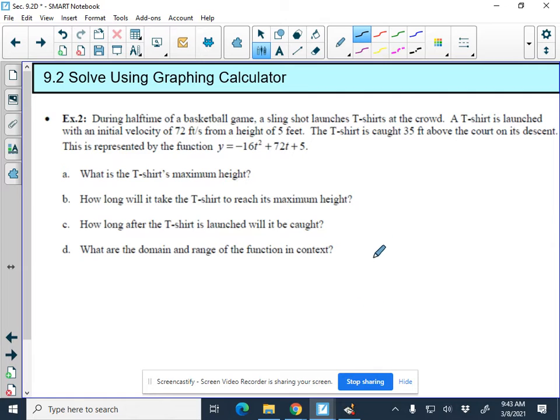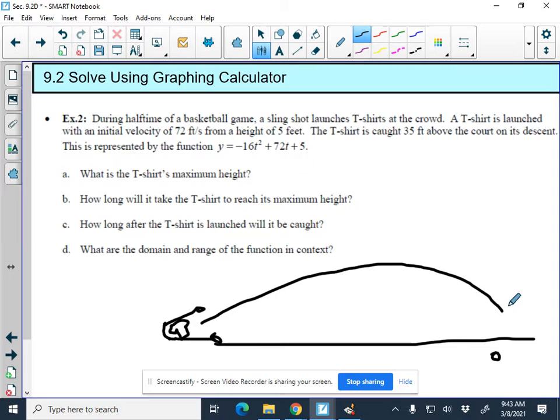During halftime of a basketball game, a slingshot launches T-shirts at the crowd. So I'm kind of picturing they've got this slingshot thing. They put a T-shirt in here. Now it's probably all bundled up, but I'm gonna make it look like a T-shirt. Okay, and it launches it up in the air. Okay, now this is the ground level. The T-shirt is caught 35 feet above the court. Interesting. We want to know the T-shirt's maximum height.